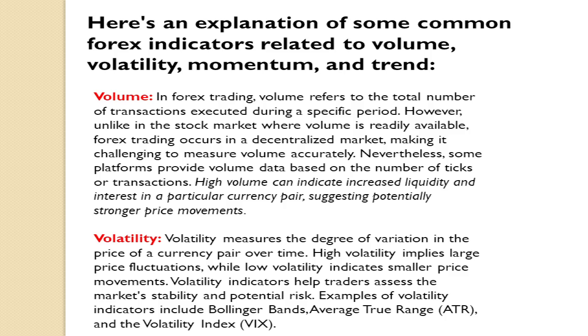High volatility implies large price fluctuations, while low volatility indicates smaller price movements. Volatility indicators help traders assess the market's stability and potential risk. Examples of volatility indicators include Bollinger Bands, which we will deal with in this particular module 1. Then there's average true range. That's another kind of indicator. Then there's the volatility index.